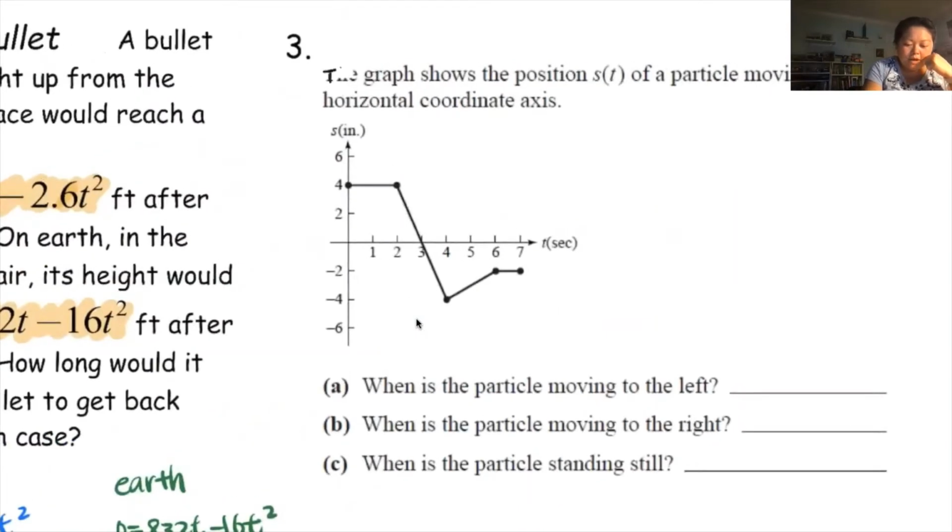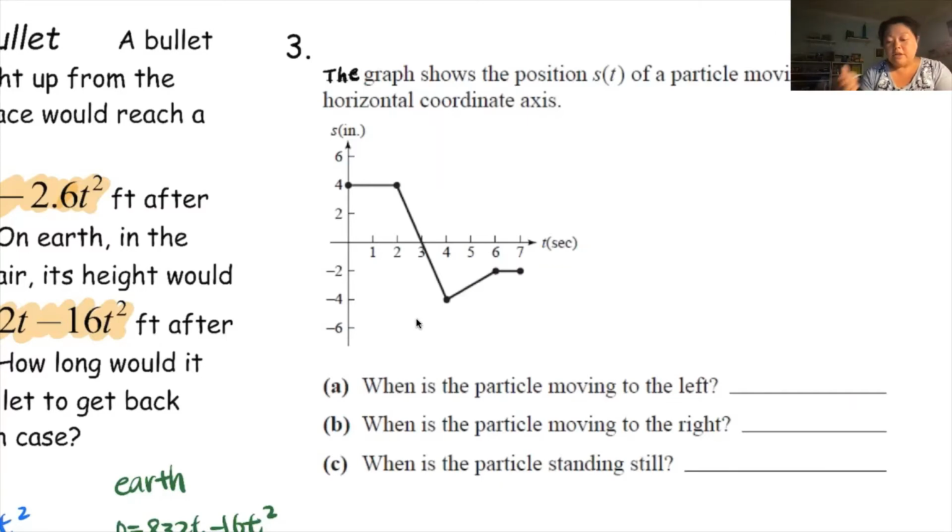So the problem is missing the first word. I'm not sure why, but the graph shows the position s of t of a particle moving along the horizontal coordinate axis. When is the particle moving to the left? When is the particle moving to the right? When is the particle standing still? So when you want to talk about the particle moving left or right, you're really looking at the velocity. You're looking at the slope of this, right?